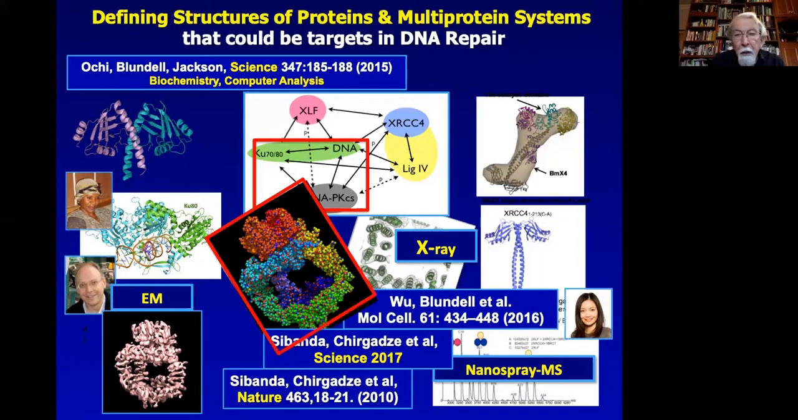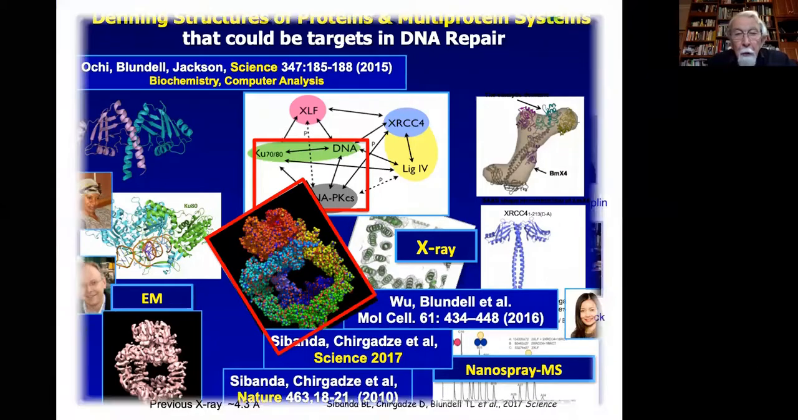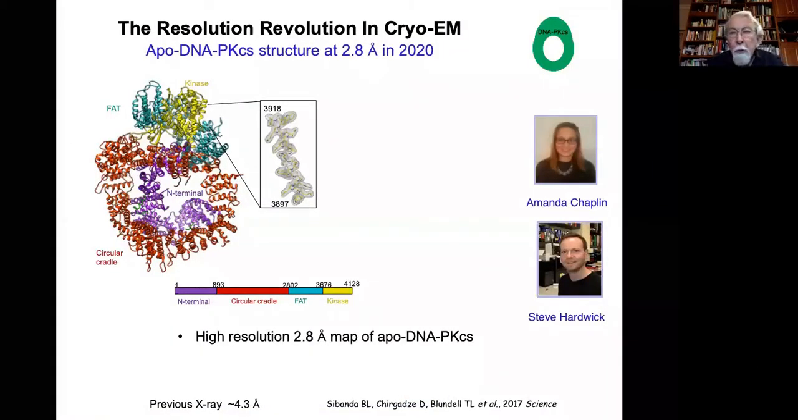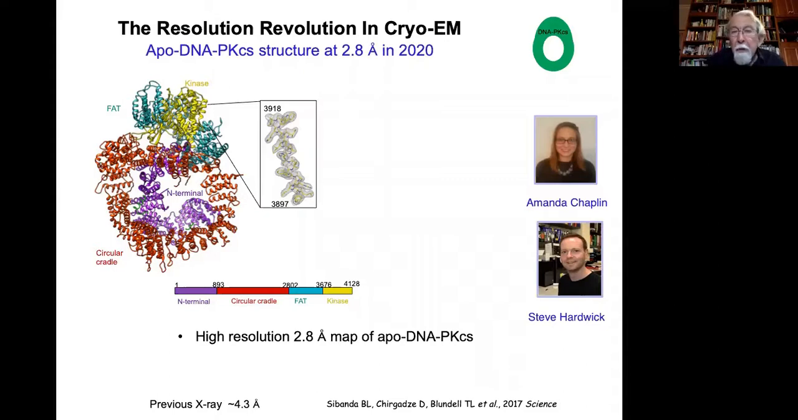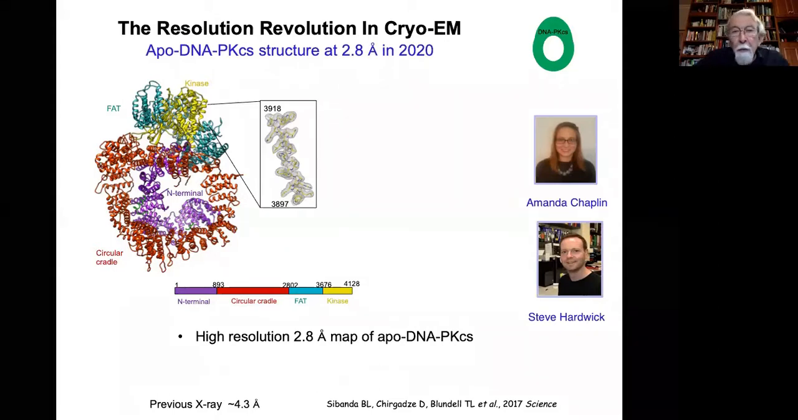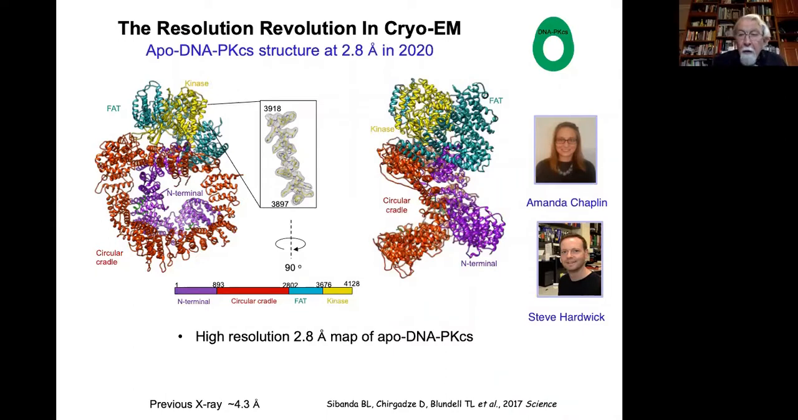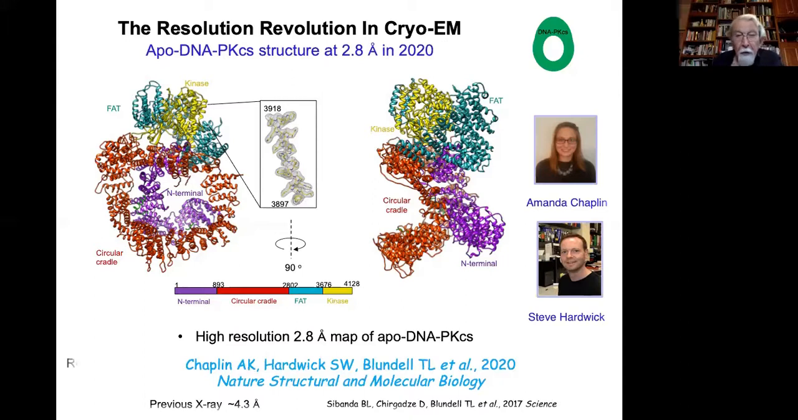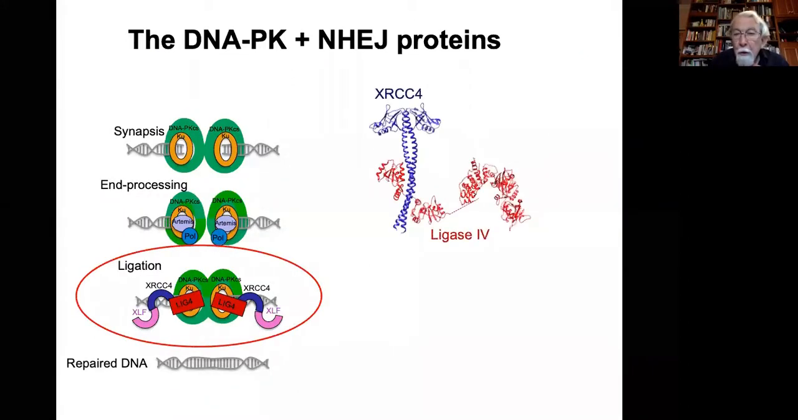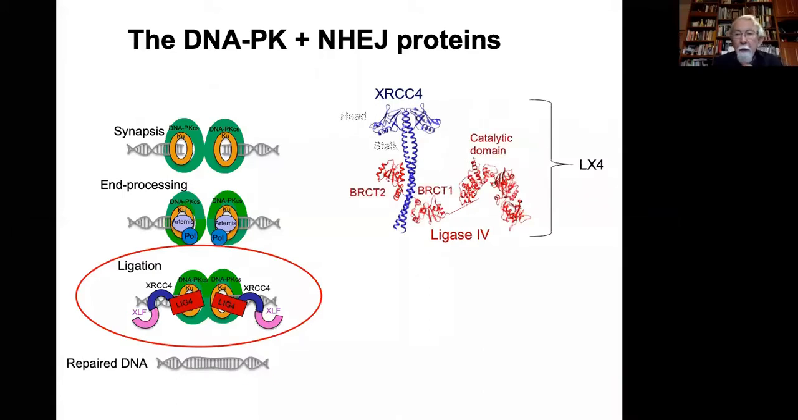So this was the structure we were involved in, and this was the resolution revolution in cryo-EM. And the most exciting thing that's happened in structural biology over the last few years is the resolution revolution using the cryo-EM. So this is how, after working for nearly 20 years on the X-ray structure, we could produce a structure of this very complex molecule at 2.8 angstrom resolution very quickly. And this we published in 2020, and then we went on to look at complexes and highly complicated domain interactions that occur in this multi-protein system.